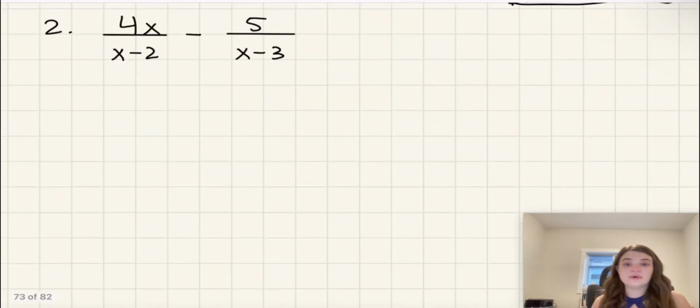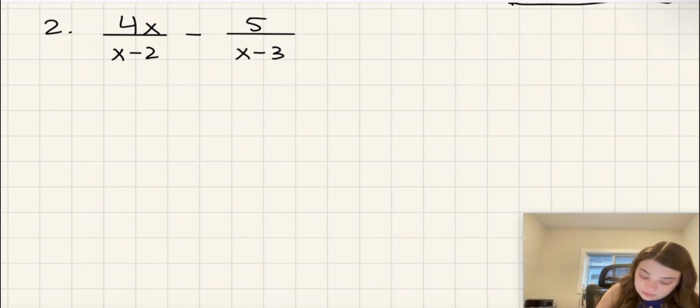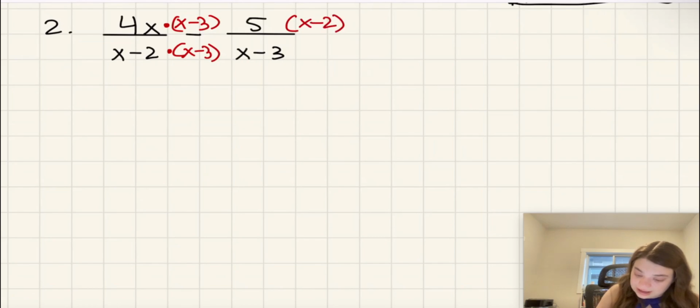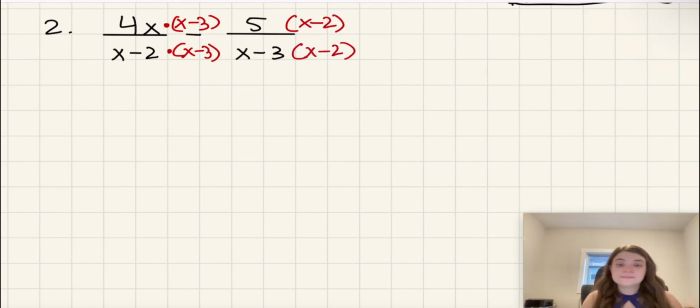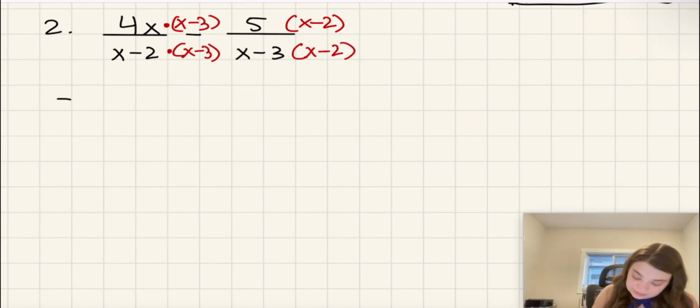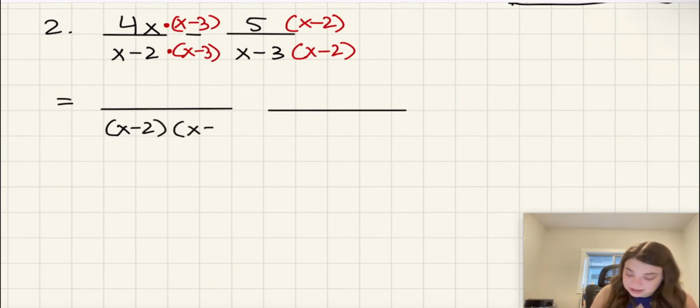Okay, let's try the second one here. Here we have 4x over x minus 2 minus 5 over x minus 3. So what we need to do is we need to multiply numerator and denominator of the first fraction by x minus 3. And then numerator and denominator of the second fraction by x minus 2. And if we do that, we're going to end up with both denominators the same, right? Both denominators are going to be x minus 2 times x minus 3, like that.